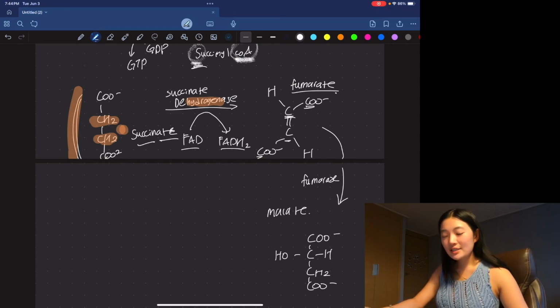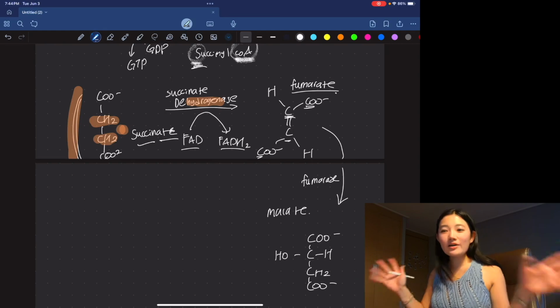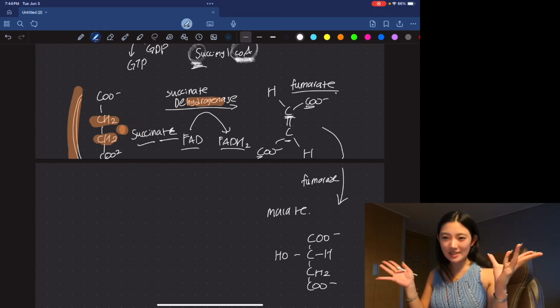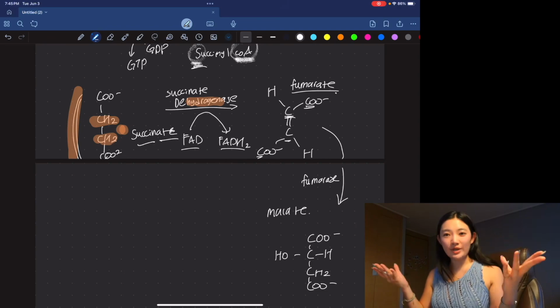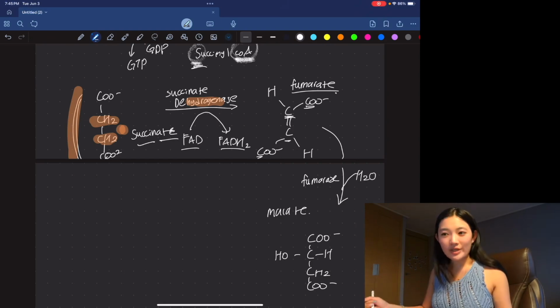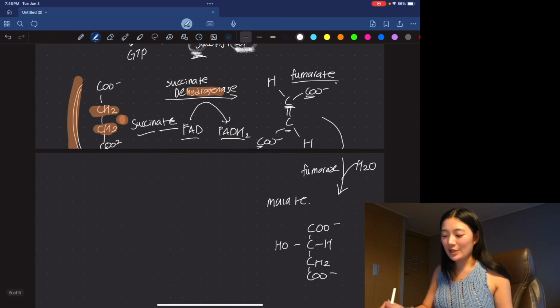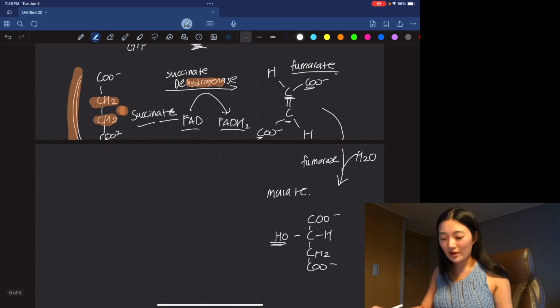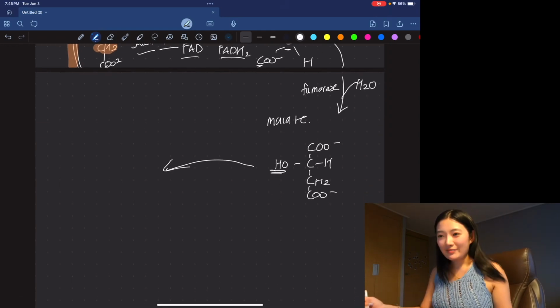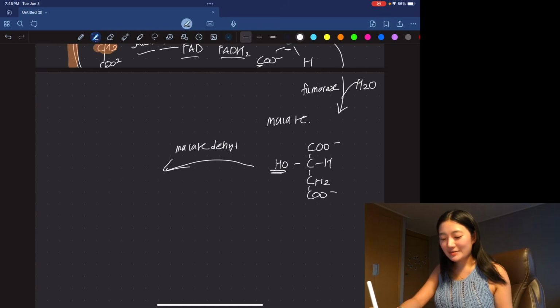And fumarase is fuming. Think of an angry man with steam coming out of his ears, fuming. Fumarase. What does it need? Water. Water coming into fumarase, and then that's going to attach onto carbon number 2 of malate. Good? All right. Finally, we have malate dehydrogenase.